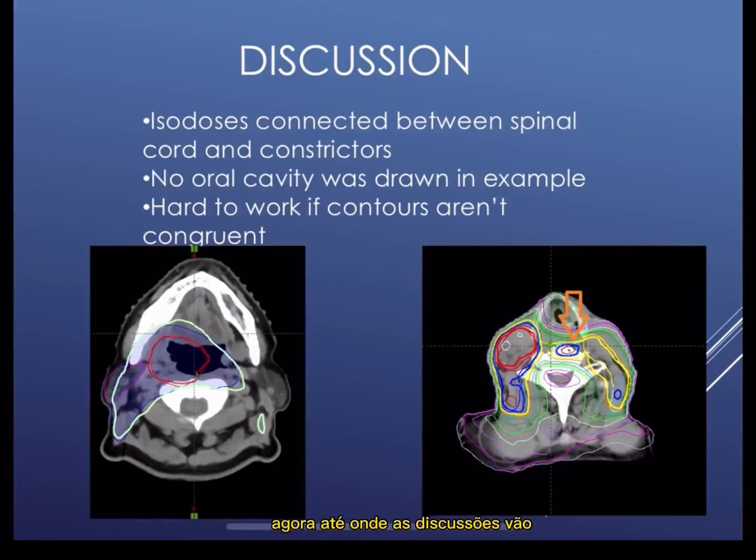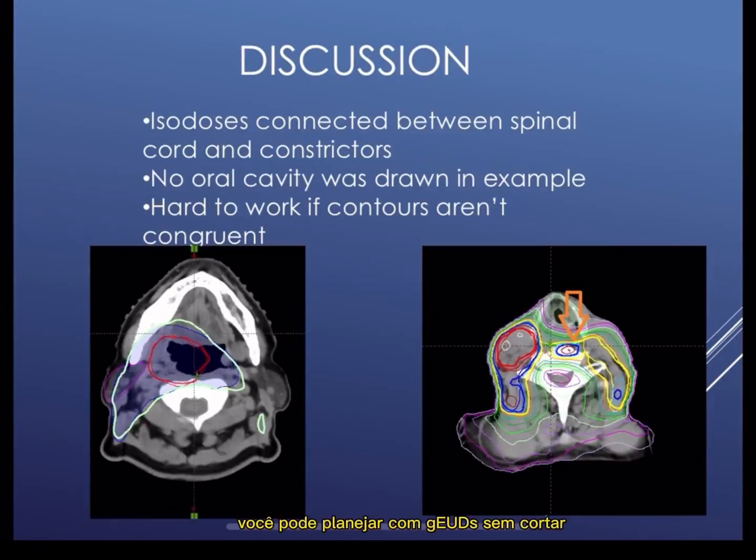Now, as far as discussion goes, you're pushing all these structures together, and dose has to go somewhere. You're squeezing a balloon, and in this scenario it went to the area between the spinal cord and constrictors since I was pushing the larynx and other OARs. Another aspect is if there are no contours drawn, such as the oral cavity, you can't really push anything to make it tighter. Contours, if they're not congruent and they're very choppy, will be hard to optimize as well. So make sure you review your contours.